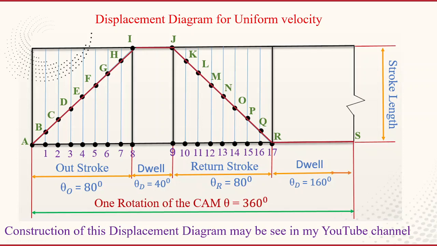So what is the purpose of this displacement diagram? We need it to construct the cam profile. For that, at each angle of rotation of the cam, you should know how much displacement the follower has. For example, at point 3, the displacement of the follower is equal to 3D. At point 7, the displacement of the follower is equal to 7H. Like that, these distances are required while constructing the cam profile.